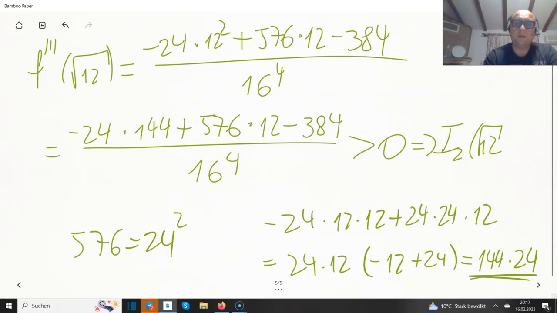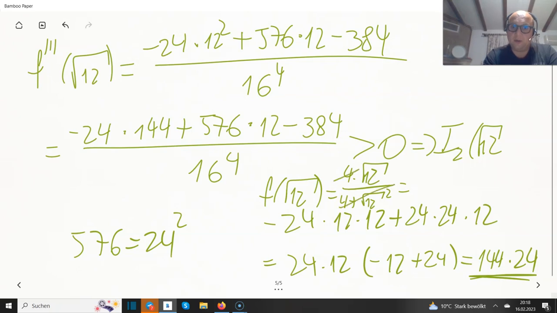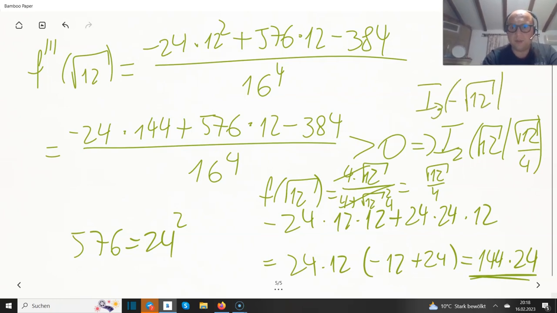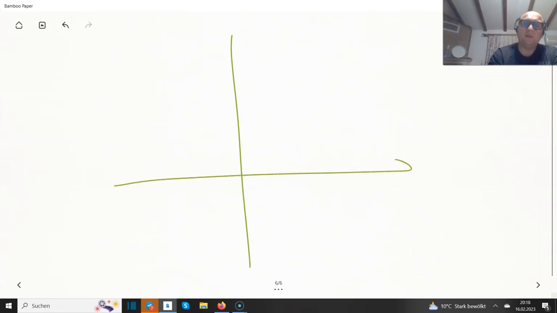The square root of 12, and I can put it inside the function. So what is f of square root of 12? This is 4 times square root of 12 divided over 4 plus square root of 12 squared, which is 16, and 4, I can divide it, it's going to be 4, so square root of 12 divided by 4. And what about inflection point 3? It's minus square root of 12, and of course, because of the symmetry, it's minus square root of 12 divided by 4. Whew! Holy moly. That's the way it goes, right? And now we're going to plot the graph. I think it's going to be a long video.